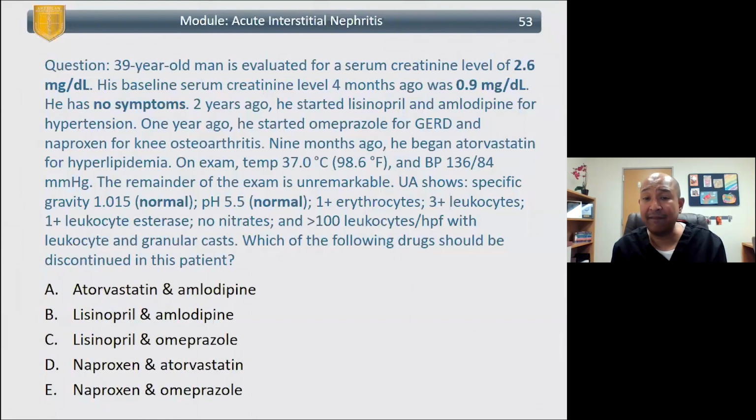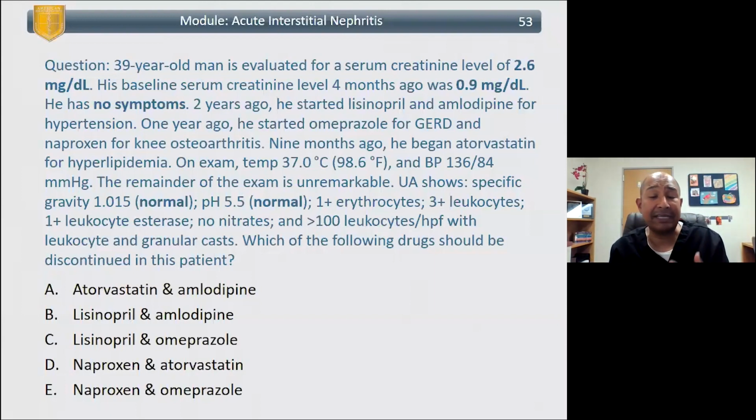On exam, he's afebrile, blood pressure is 136/84, and the remainder of the exam is unremarkable. They get a UA that shows a specific gravity of 1.015, which is normal, pH of 5.5, which is normal. There's 1+ erythrocytes, 3+ leukocytes, 1+ leukocyte esterase, no nitrates, and greater than 100 leukocytes per high-powered field with leukocyte and granular casts. Which of the following drugs should be discontinued in this patient?